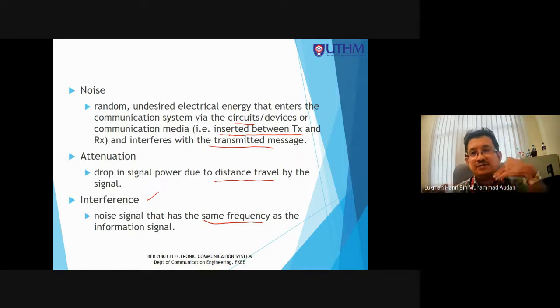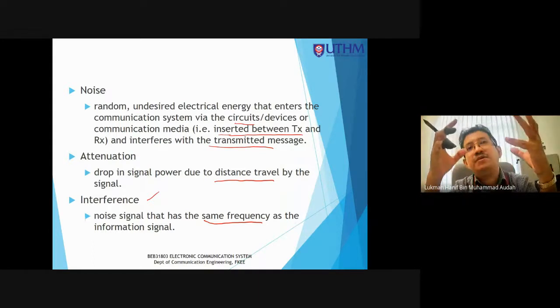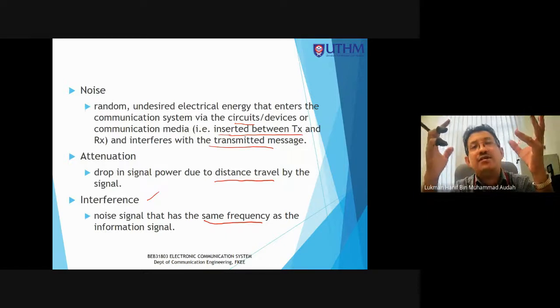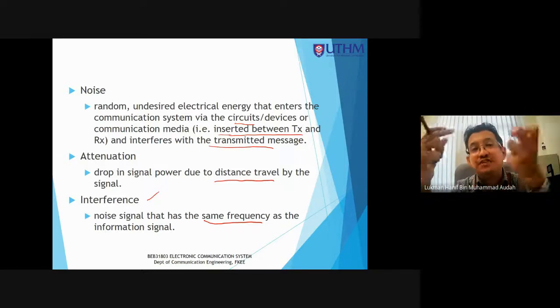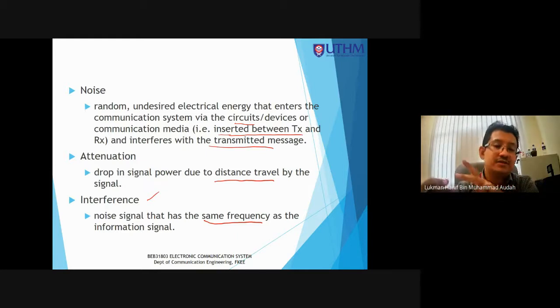Okay, so saya transmit signal pada contohnya 100 MHz. Kamu juga transmit signal pada 100 MHz, what happen is that there's going to be interference. So if interference happens, there's gonna be big issues that the receiver will be unable to differentiate between both signals. Akan ada masalah pada receiver. Receiver mengalami kesukaran untuk membezakan antara signal A dengan signal B dan seterusnya. Ini kalau berlaku interference. Kerana kedua-dua itu dihantar pada frekuensi yang sama, which is not good.